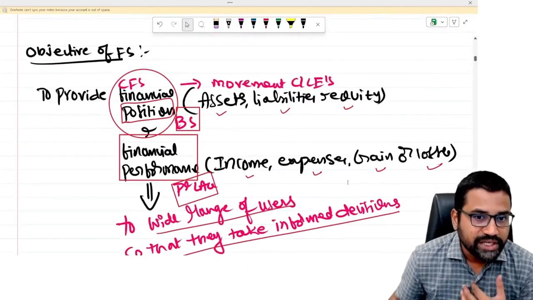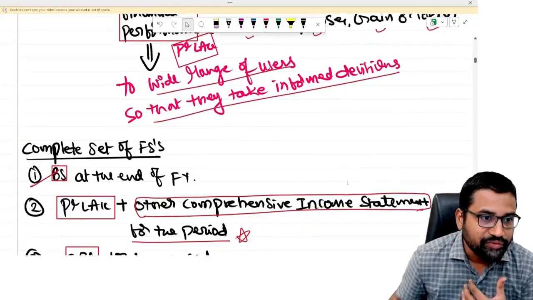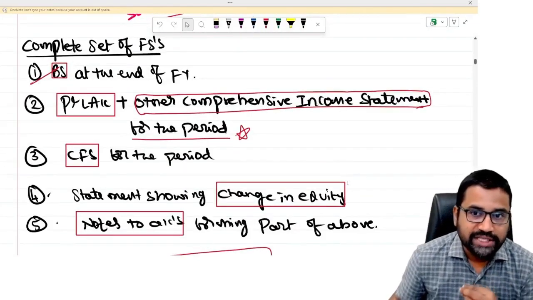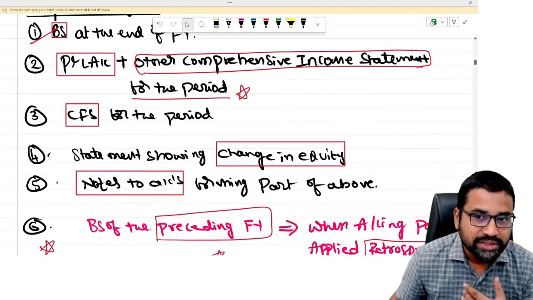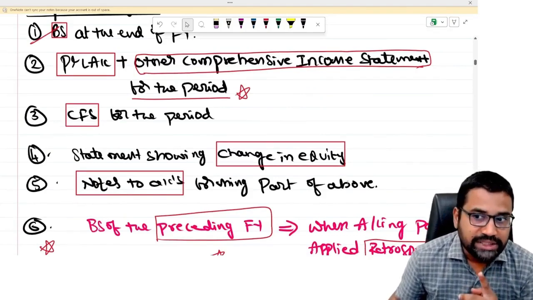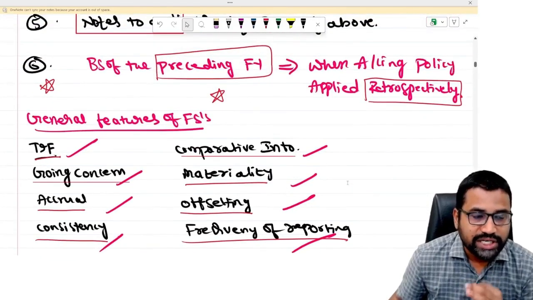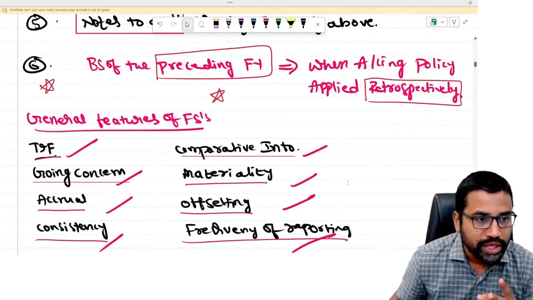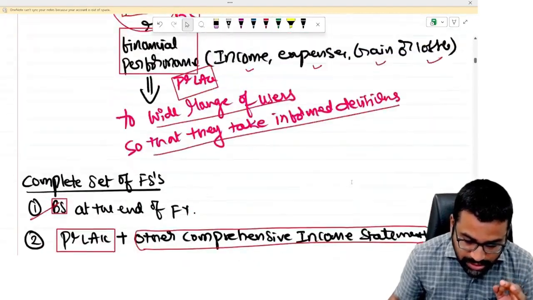And the objective of this standard is to provide financial position as well as financial performance to a wide range of users of financial statements so that they can take more informed decisions. And what is a complete set of financial statements? Balance sheet, P&L account, other comprehensive income statement, cash flow statement, statement showing changes in equity, notes to accounts, and balance sheet of the preceding financial year if you apply any accounting policy retrospectively. And what are the general features of financial statements? True and fair view, going concern, accrual, consistency, comparative information, materiality, offsetting, frequency of reporting. So this is what this standard is all about.